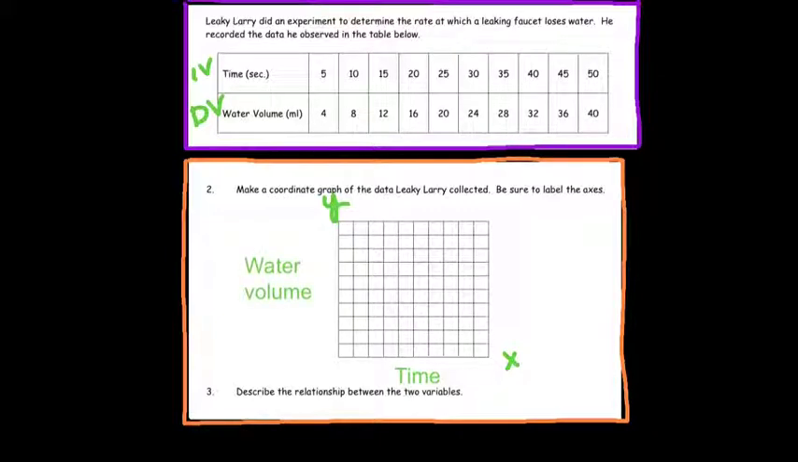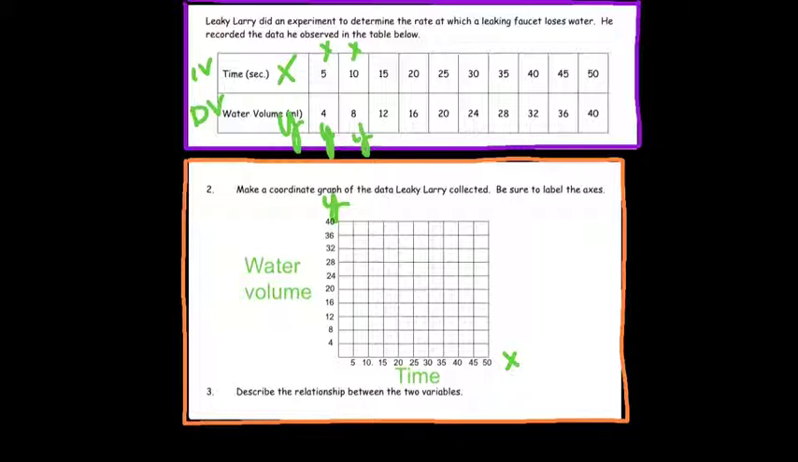I'm going to label my time axis by 5, since that's what it counted by in the table. Then I'm going to label my y-axis by 4, since that's what it counted by in the table as well. When we graph this, we're just going to plot each point as it is. Remember, the time is the x and the water volume is the y, so each coordinate is an x and then a y.